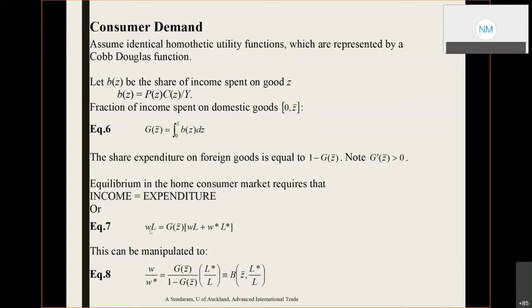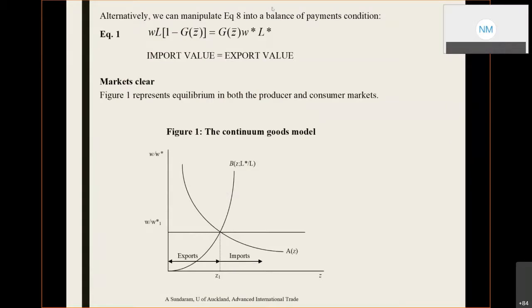So in equilibrium, income has to equal expenditure. Now, algebraically, I can manipulate that equation and write W over W star equal to G divided by 1 minus G times L star over L. I'm going to call this function on the right, G over 1 minus G times L star over L, B. So B is a function of these parameters: Z bar, L star, and L.